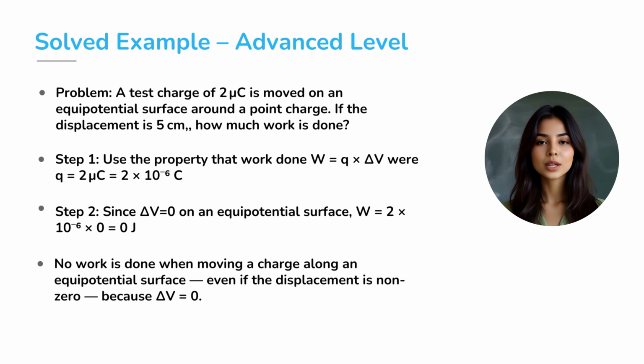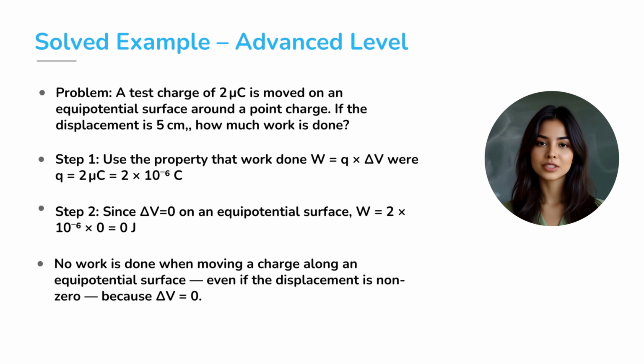Let's solve a numerical to strengthen our understanding. Problem: a test charge of 2 microcoulombs is moved along an equipotential surface around a point charge. The displacement is 5 centimeters. How much work is done? Let's solve this step by step. Step 1. Recall the work formula: W equals Q into delta V. That's W equals Q times delta V.